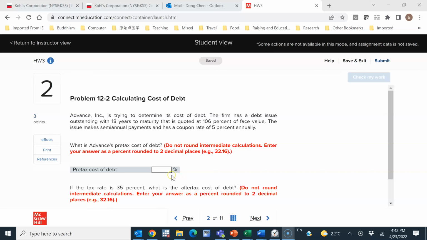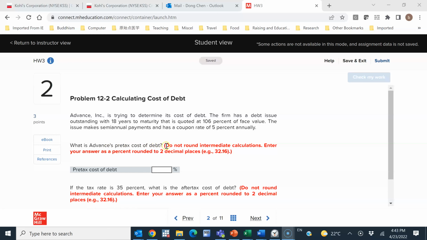This is problem 12-2 of homework 3 for chapter 12 on the cost of capital. So Advance Incorporation is trying to determine its cost of debt. The firm has a debt issue outstanding with 18 years to maturity that is quoted at 106% of face value. The issue makes semi-annual payments and has a coupon rate of 5% annually. And the question is, what is the pre-tax cost of debt?